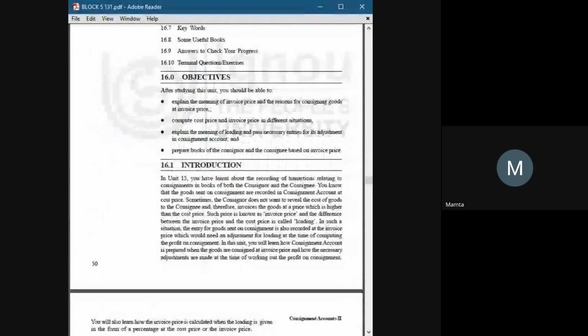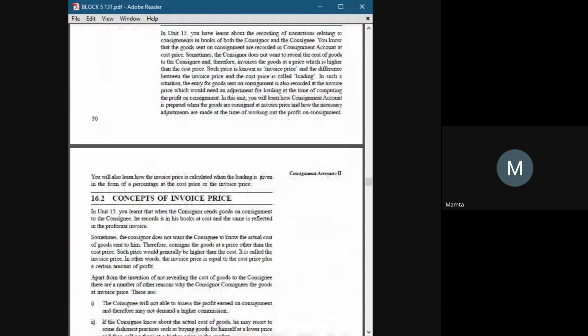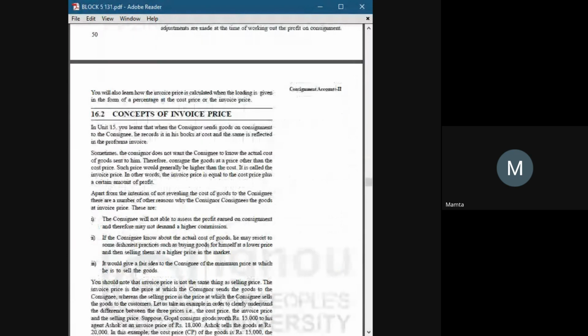Concept of invoice price. As you know, invoice price includes two things: first is the cost price, plus the profit margin we take before selling the goods. That is known as invoice price. It includes margin as well as the cost price.